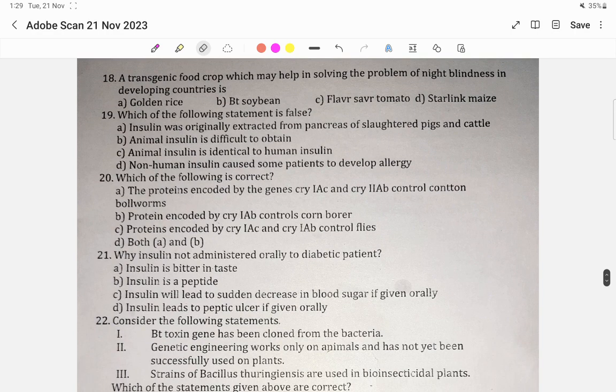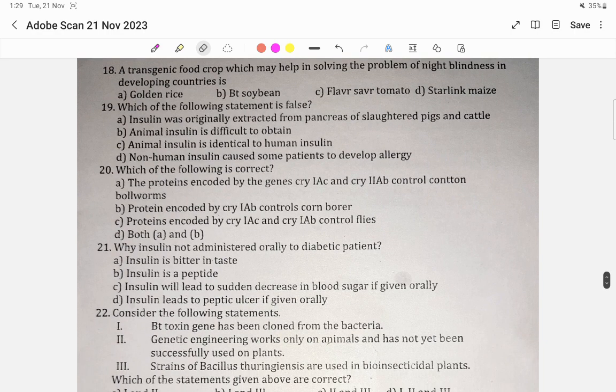A transgenic food crop which may help in solving the problem of night blindness in developing countries is golden rice, because the purpose of producing golden rice was to overcome vitamin A deficiency, or VAD, as we call it. So a transgenic food crop which may help in solving the problem of night blindness in developing countries is golden yellow rice. Which of the following statements is false?